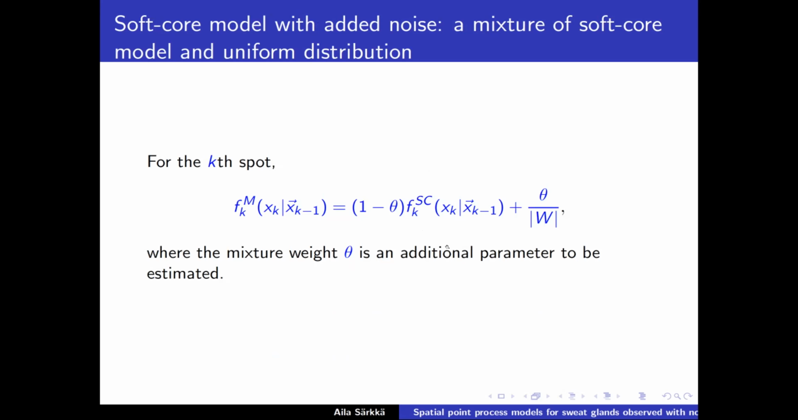So we thought that either we add a new gland according to this soft core density, or we just put some random noise. We pick a point randomly on the area with probability theta, and with probability 1 minus theta, we take the point according to the soft core model. So then we get an additional parameter, this mixture weight, to estimate.